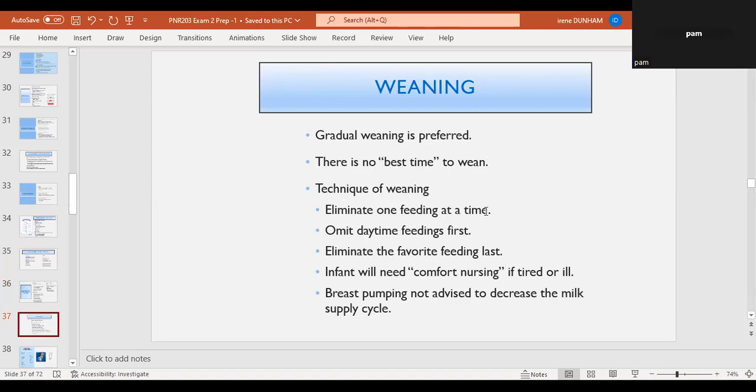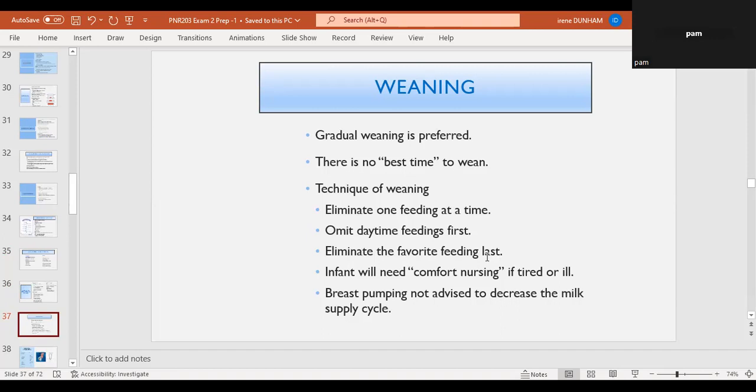So eliminate one feeding at a time. You omit the daytime feedings first. What you do is you eliminate the favorite feeding last. So if, say, at nighttime, that's a special time with you and your baby, and the baby gets very calm, that's his favorite feeding. Well, if I'm weaning my baby, I wouldn't choose that one to be the first one to discard, to take away from him.